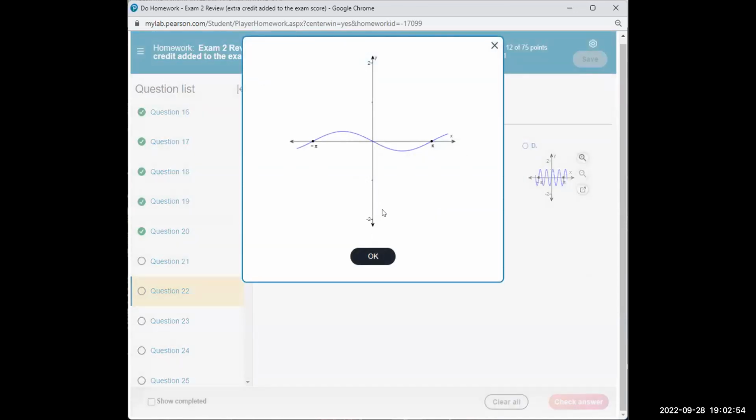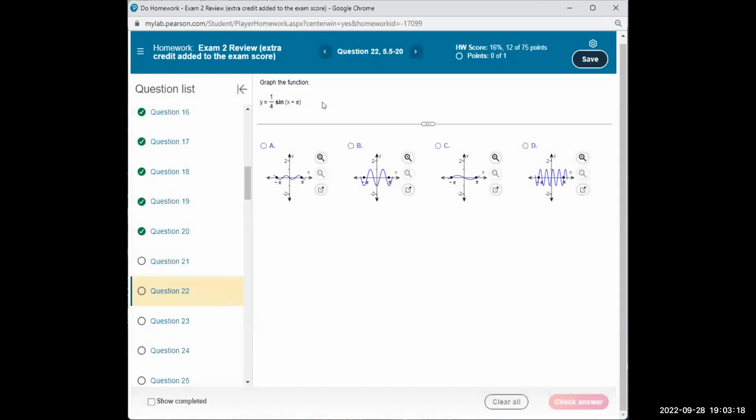Let's look at this. Here's the sine wave. Goes up and then back down. And you can see the height is at about 1/4, which is where it should be. And if you think about it, it's been shifted to the left pi units. Is that right? Yes, the plus sign means it's going to be shifted to the left. So C is the correct choice.